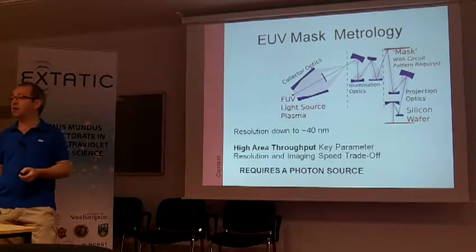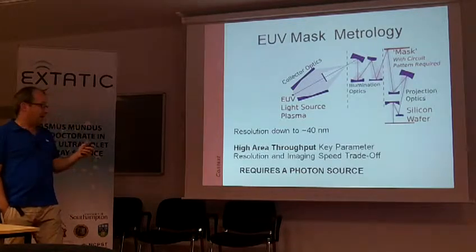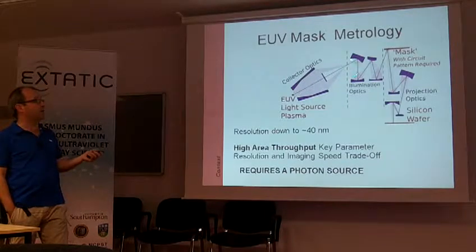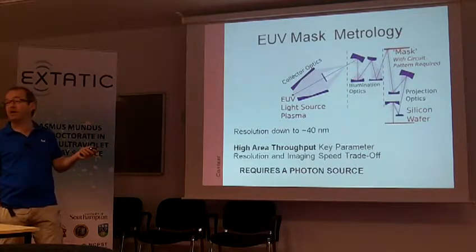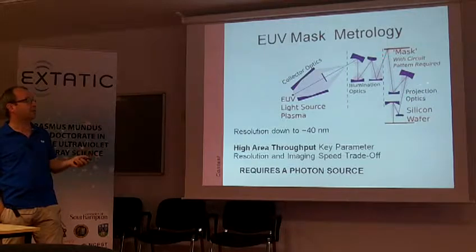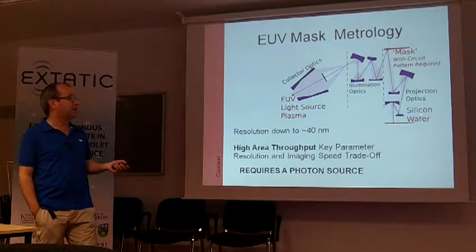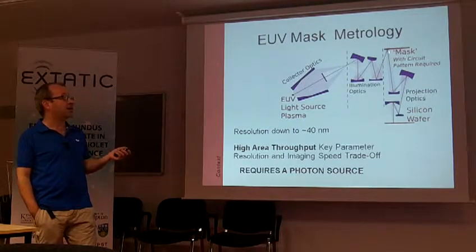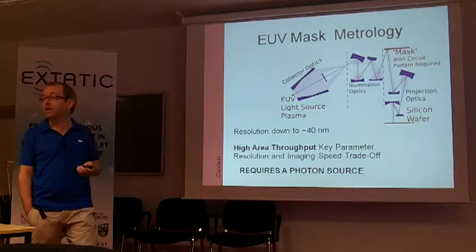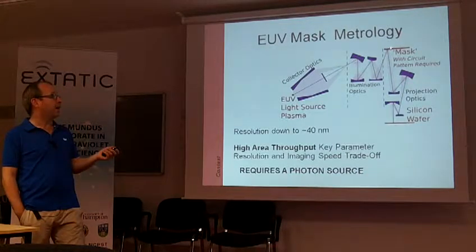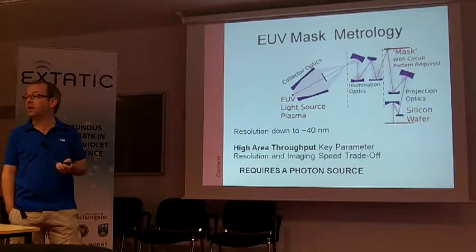In EUV mask metrology, again, there's a source requirement. In the lithography process, they use an EUV light source to illuminate a mask, and that mask has a pattern on it, and the pattern on the mask is projected onto a silicon wafer. And the semiconductor manufacturers would like to know that the pattern on the mask is what they want it to be, so they need some way of imaging the mask to test it before and during processing times. So they require an EUV microscope to look at the surface of the mask and to inspect it as well.